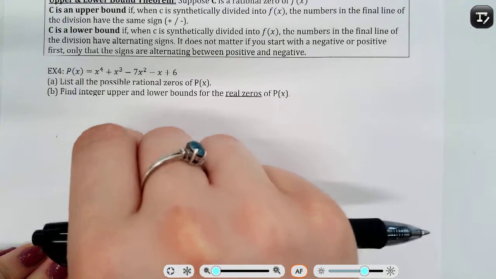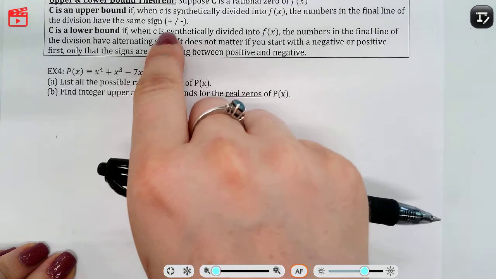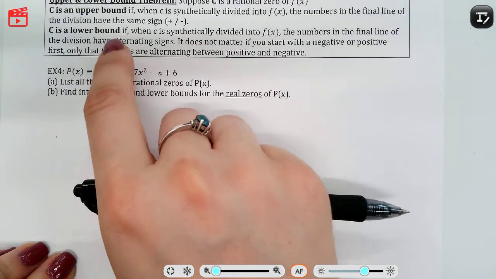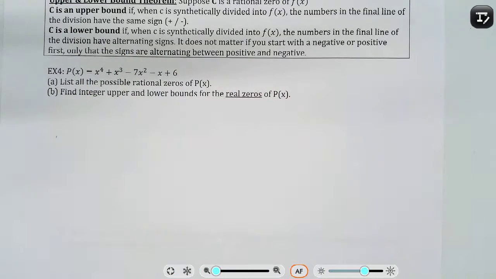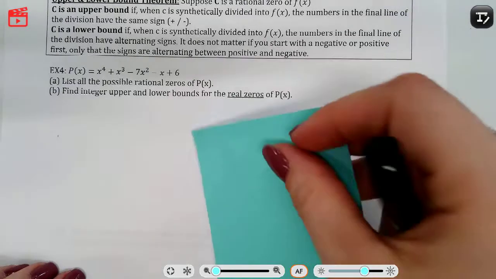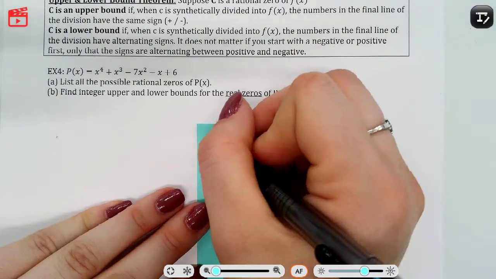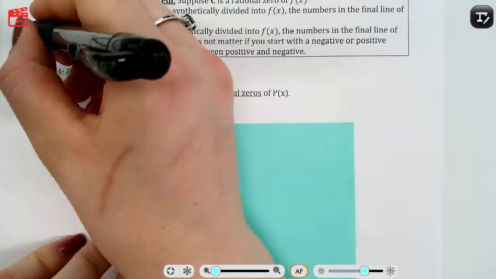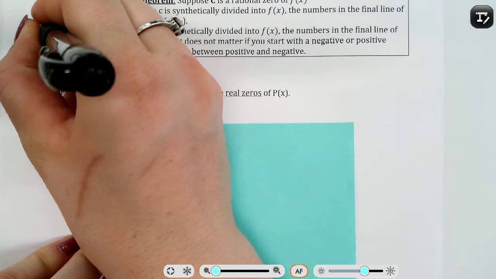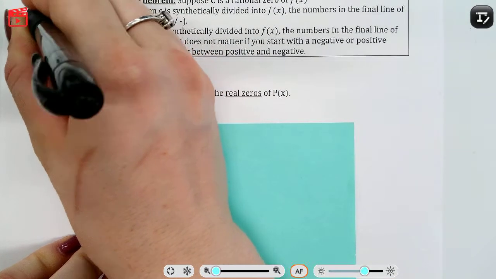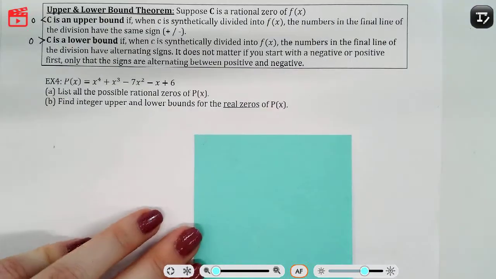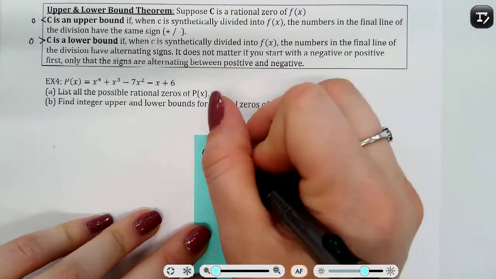C is a lower bound if, when we divide C into f of x, the numbers have alternating signs. So what does that mean? Remember we're talking about a lower bound, so a negative. I forgot to write this down: this should be C less than 0, and this is C greater than 0. Sorry, write that in. So we're dividing by C, less than 0.